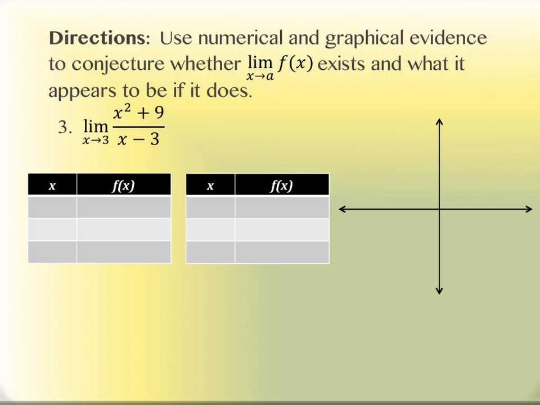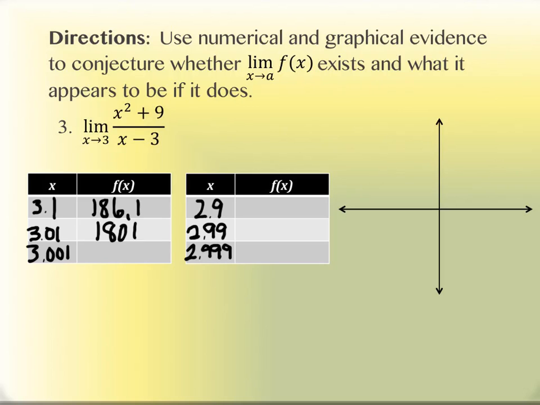Same x values. We've got 3.1, 3.01, 3.001, 2.9, 2.99, and 2.999. And now my y values, they don't look quite the same. I have 186.1. I have 1806. I'm just going to write them down exactly like I see them right now.